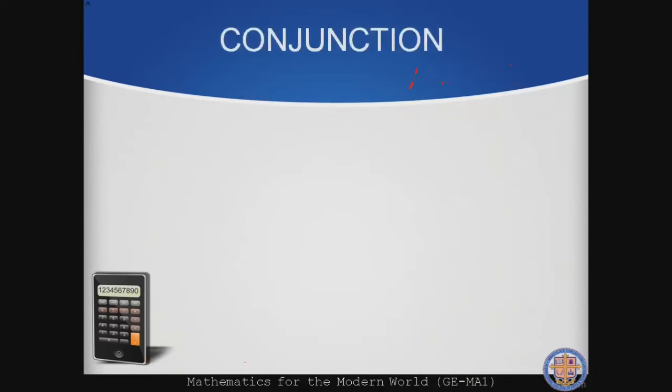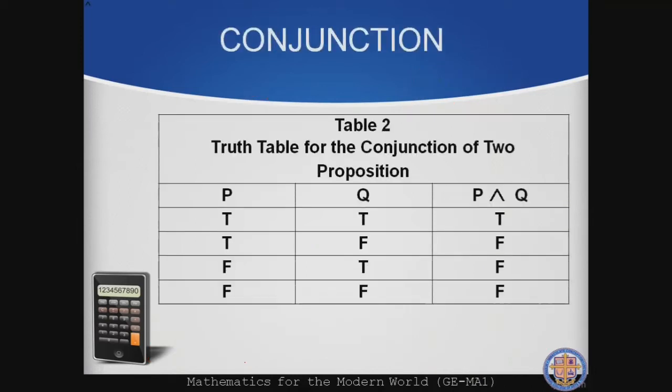And then this conjunction has a truth table also. It has a 3-column table, where the first column represents P, given by true, true, false, false. Then the second column is Q: true, false, true, false. And the answer, P and Q, is true, false, false, false. So what do you notice?